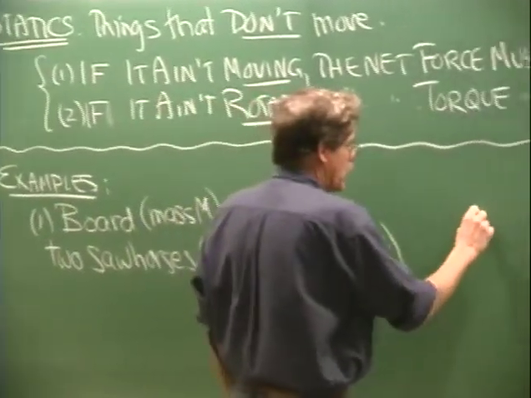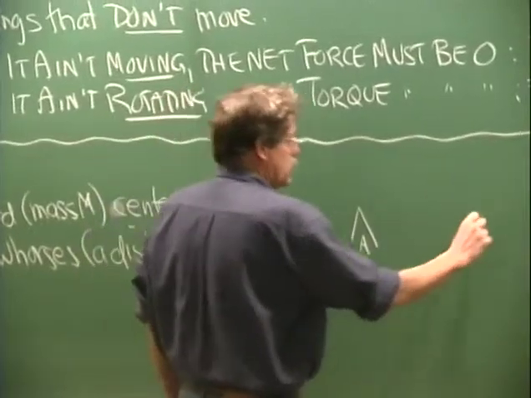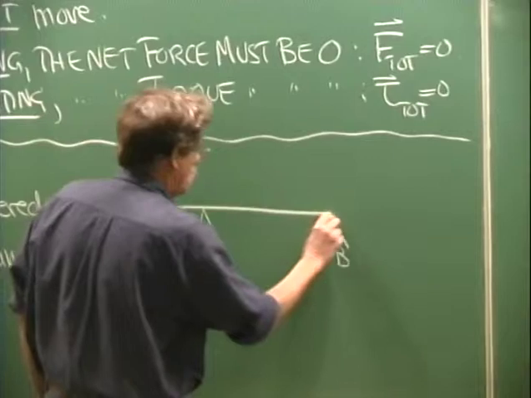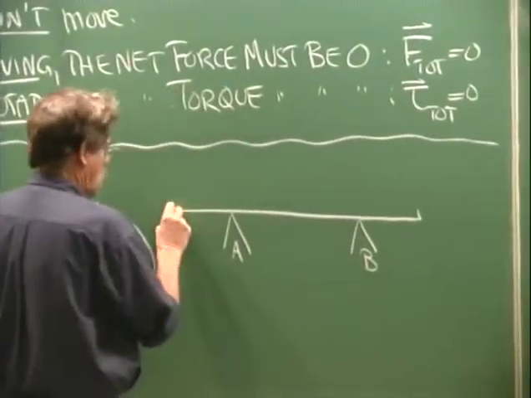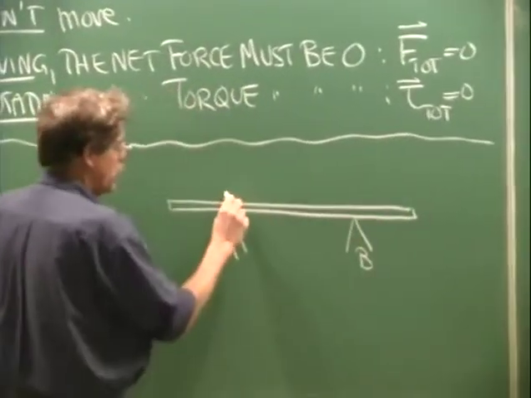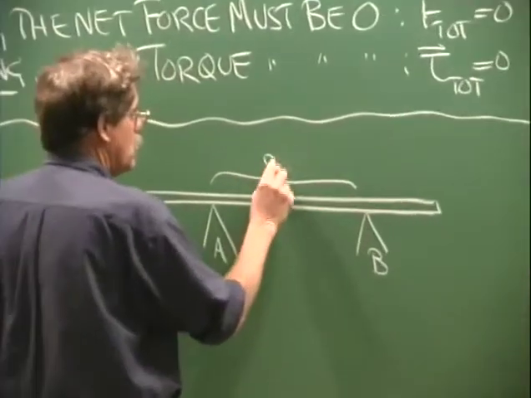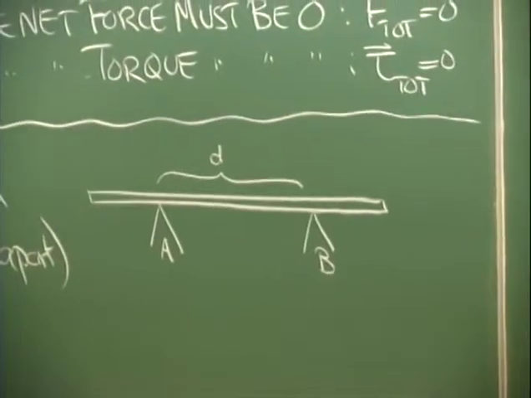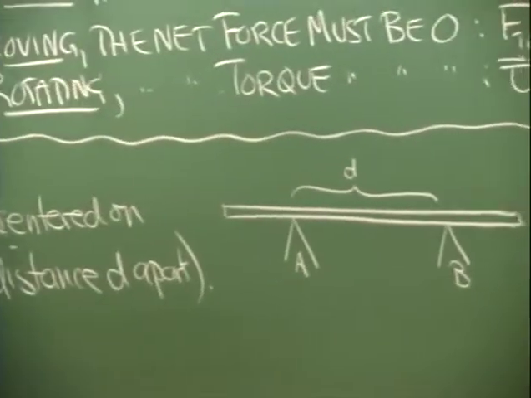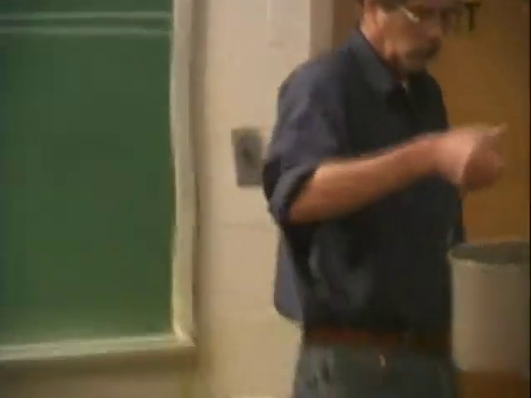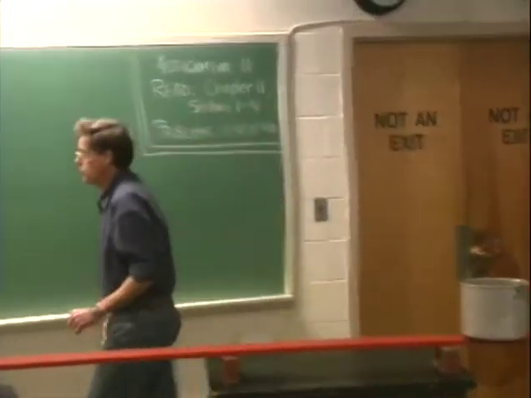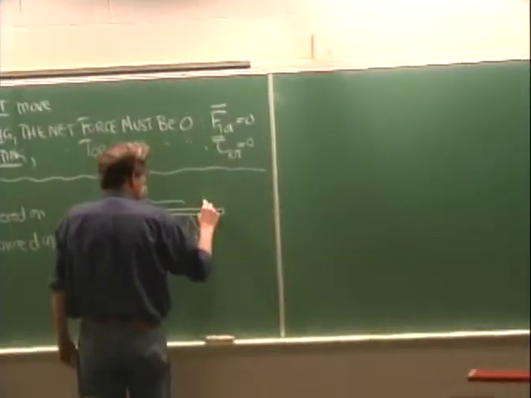So here's the picture. Sawhorse A, sawhorse B, board. Centered on them, the distance between those two is D. Now it so happens that a lazy painter has left a bucket full of paint on the board, a distance X from sawhorse B. There it is.